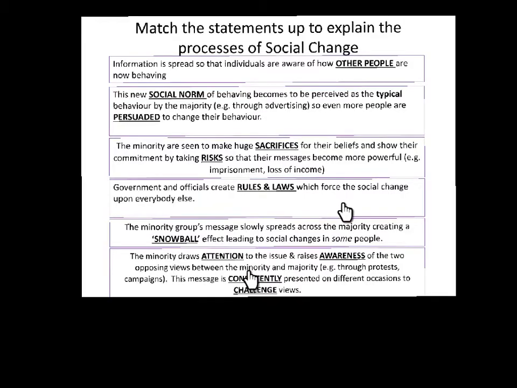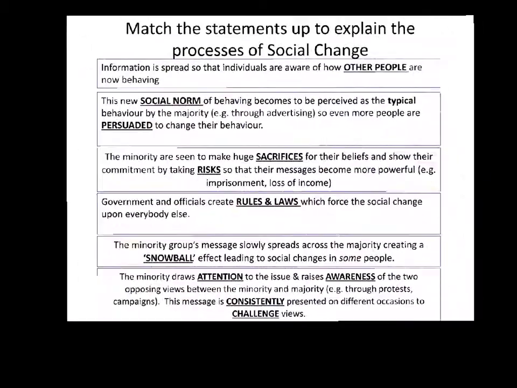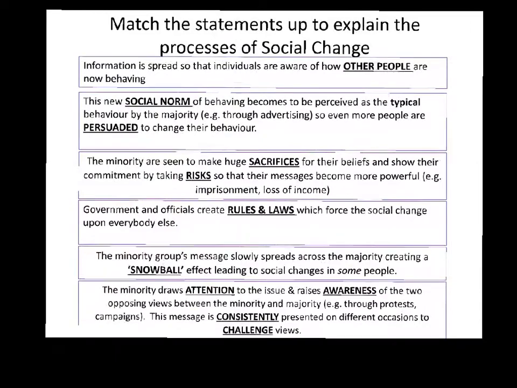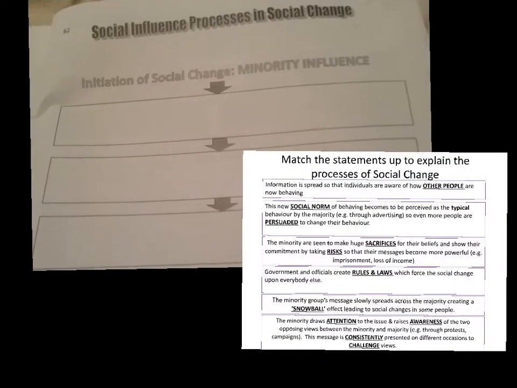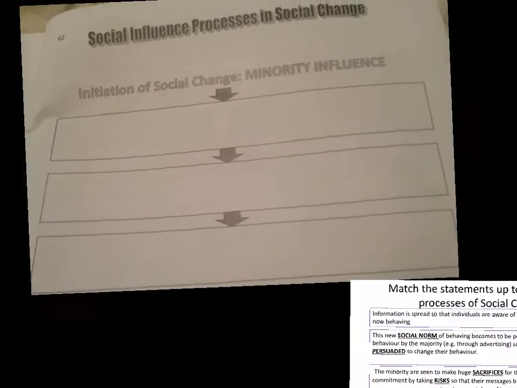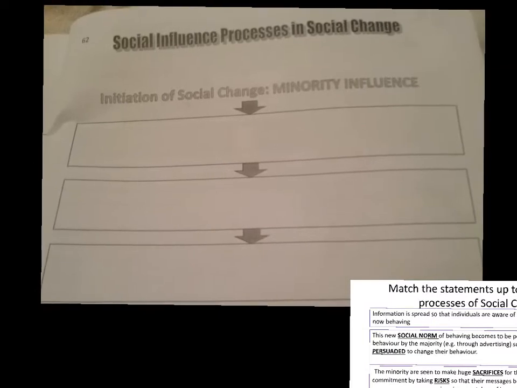So you can see these statements here in front of you. Some of you will have been provided with them from your class teacher, and as I said before, I've not actually given them out, but you can see this is just a series of muddled statements. So what we're going to do in the next step is match these accordingly into your booklet. So if you now turn over to page 62, you'll see this little diagram here, okay? Social influence processes involved in social change.